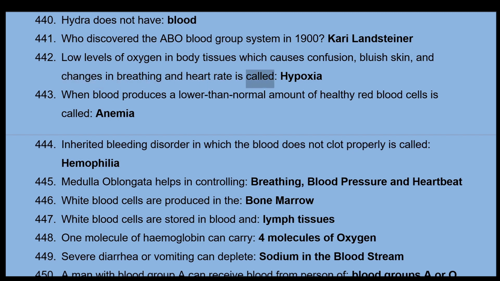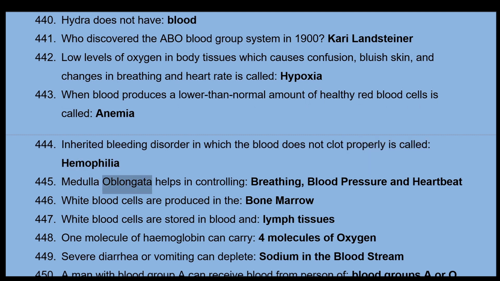Low levels of oxygen in body tissues, which cause confusion, bluish skin, and changes in breathing and heart rate, is called hypoxia. When blood produces a lower than normal amount of healthy red blood cells, it is called anemia. An inherited bleeding disorder in which the blood does not clot properly is called hemophilia.